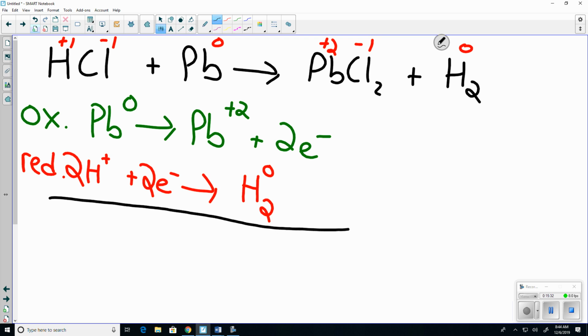Lucky for us, the net on this one cancels out nicely because I have 2 electrons here already. Add the 2 equations together. Pb plus the 2H plus. Doesn't matter what order you put the lead and the hydrogen ion in. Just remember that hydrogen ion represents that it's an acid, which HCl is an acid.